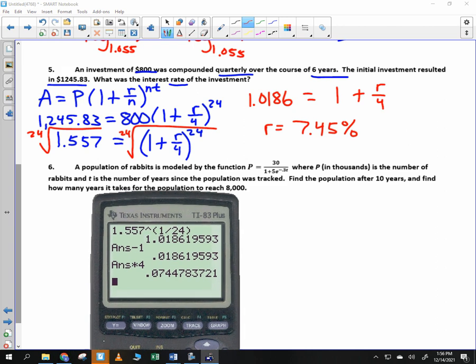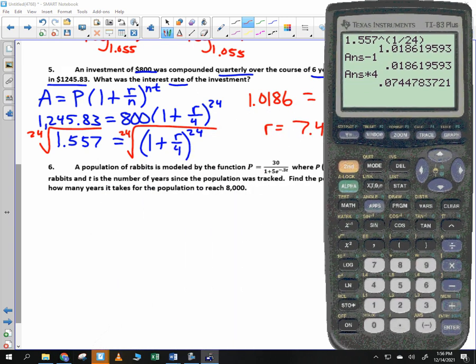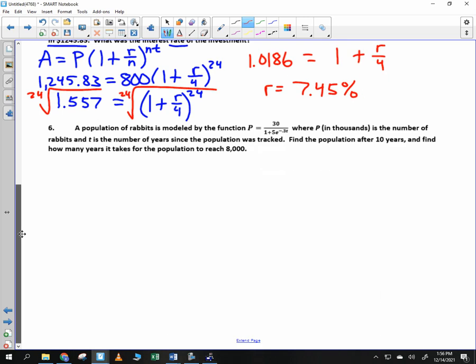All right, last problem. Ready? Your last problem of the unit.